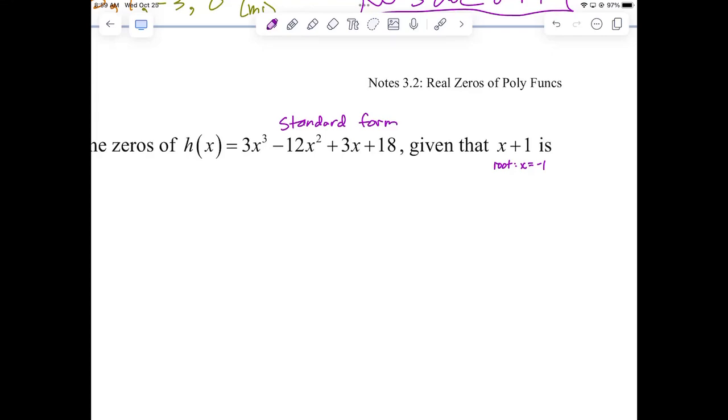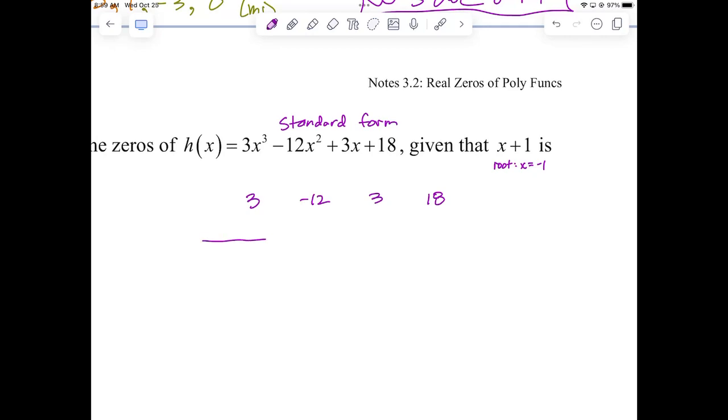It is, right? So I need to write my coefficients down, and I always have a placeholder if anything's missing, but it doesn't look like anything's missing here. So I have a 3x cubed, a -12x squared, a 3x to the first, and an 18. And we leave a reasonable amount of space in between them, right?